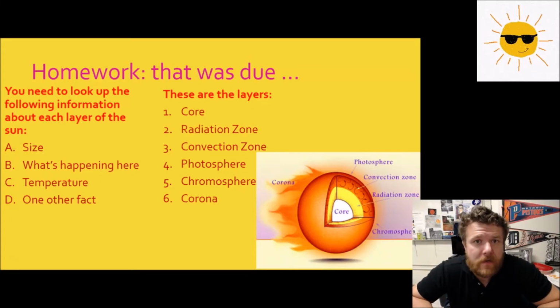You guys should now have an idea of what the different layers of the sun are, as well as a little bit about what's happening in each one. Today we're going to focus a little bit on what's happening on the surface, and then we're going to look at what's happening in the core.